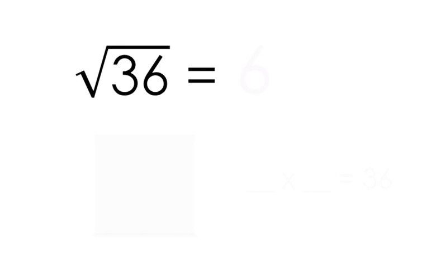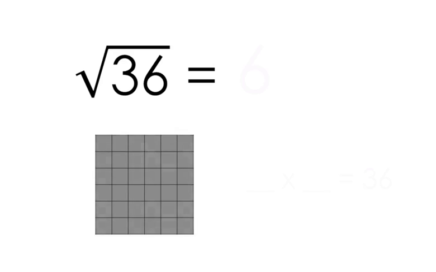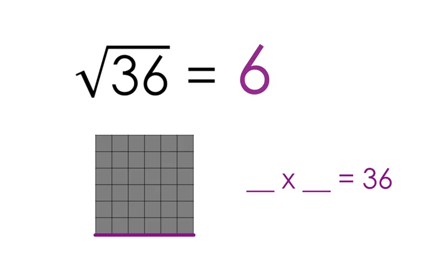Square root of 36. If I'm trying to answer this one, yes, in my mind I'm visualizing that square that has an area of 36, but I'm really asking myself, what's the side length? What number multiplied by itself would give me that 36? Well, in this case, the side length is 6. 6 times 6 would give me 36. So the square root of 36 is 6.